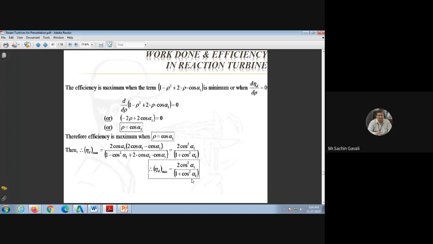मॅक्झिमम ब्लेड इफिशियन्सी इम्पल्स टर्बाईनची किती? फॉर्म्युला जातो कॉस स्क्वेअर अल्फा 1 आणि रिएक्शन टर्बाईनचा 2 कॉस स्क्वेअर अल्फा 1 डिवाइड बाय 1 प्लस कॉस स्क्वेअर अल्फा 1. हे डेरिव्हेशन तुम्हाला विचारलं जाणार नाही, पण यू शुड नो इट.